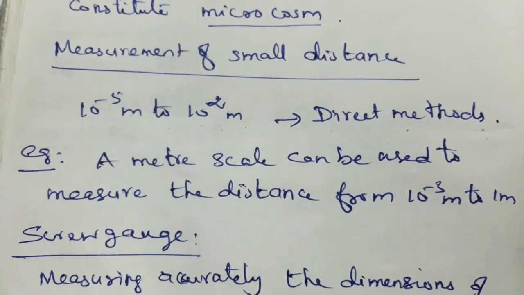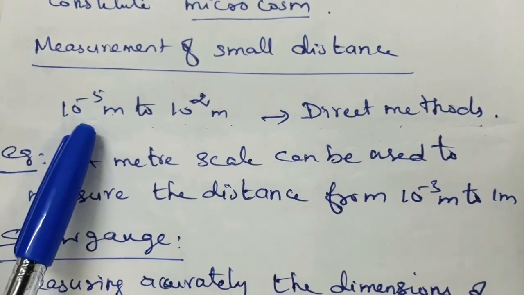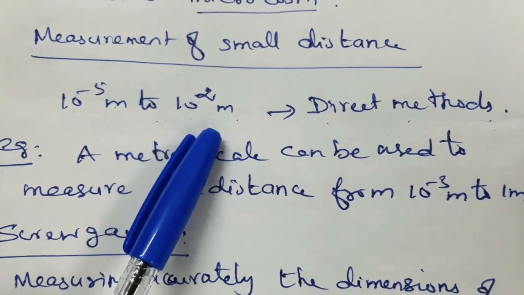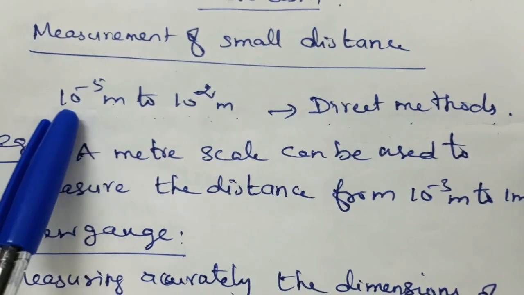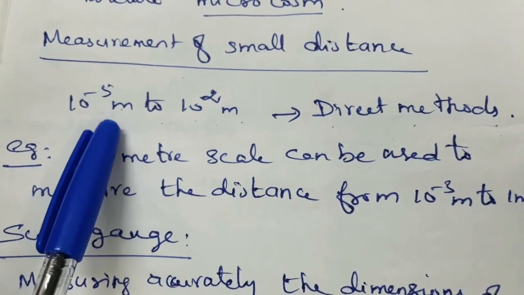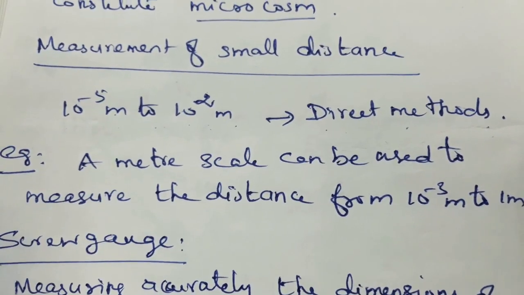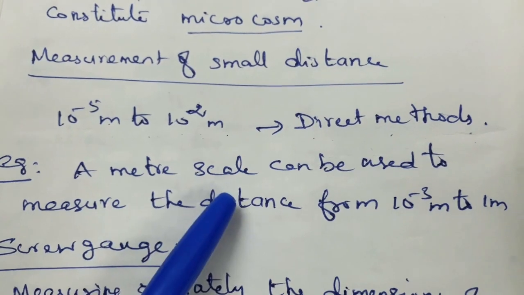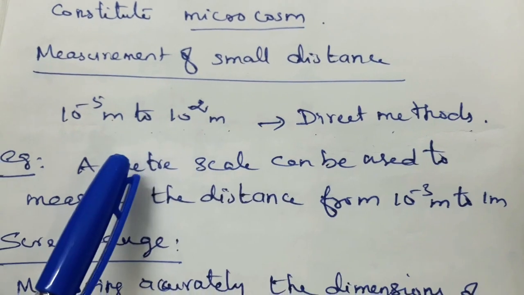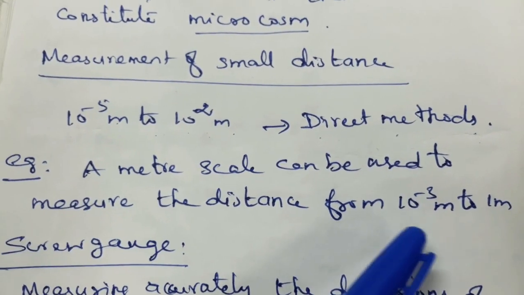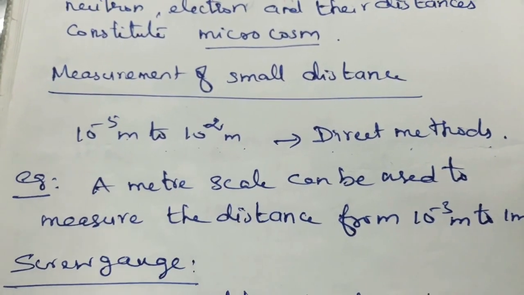Measurement of small distance. Distances ranging from 10 power minus 5 meter to 10 power 2 meter can be measured by direct methods. Example, a meter scale. A meter scale can be used to measure distances from 10 power minus 3 meter to 1 meter, that is, 1 millimeter to 1 meter. Directly we can measure the distances.